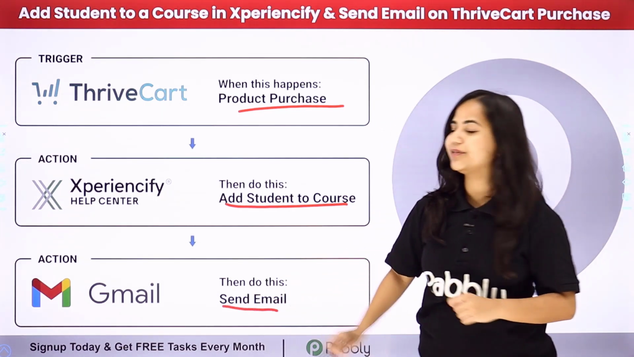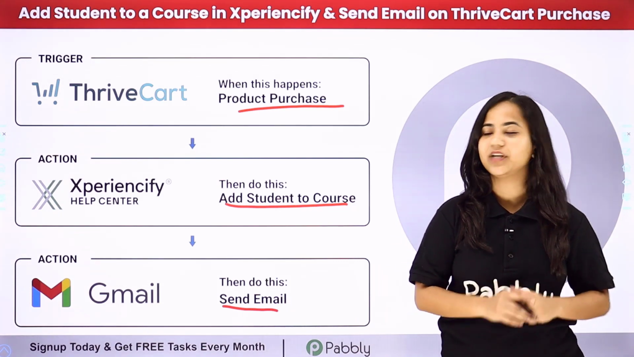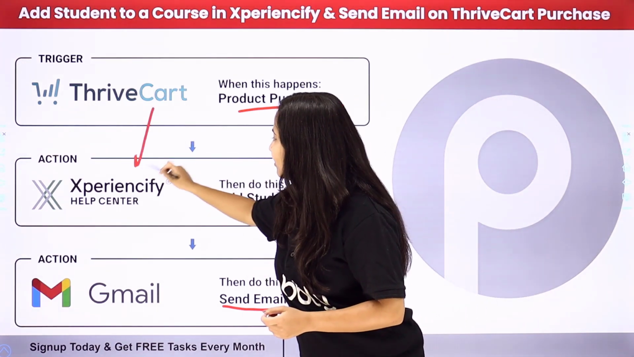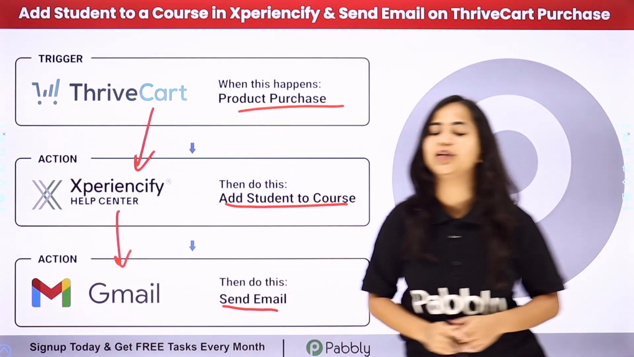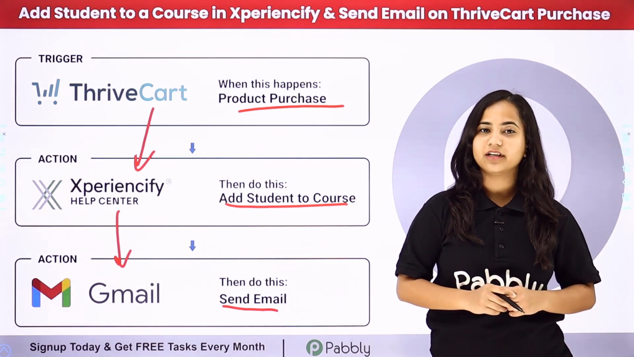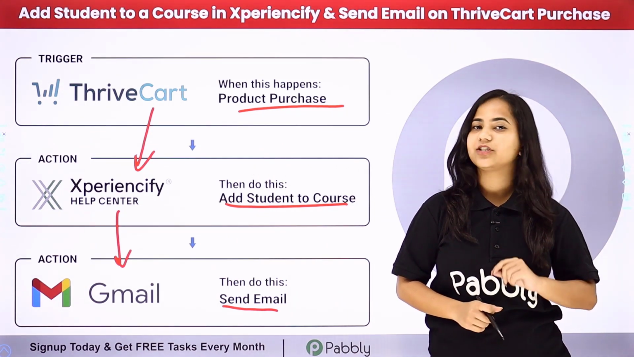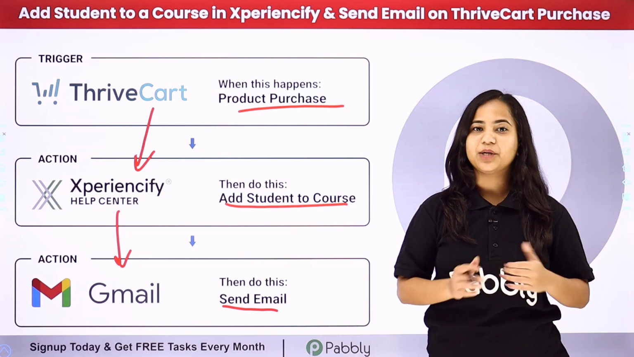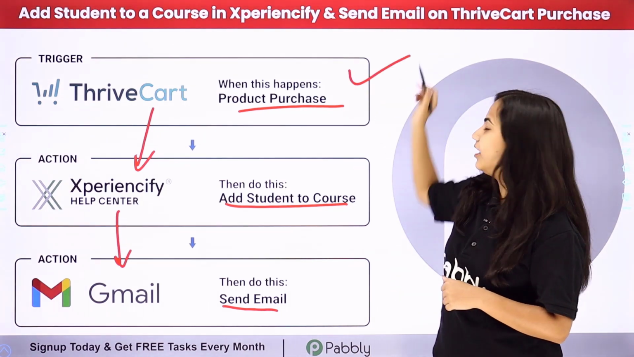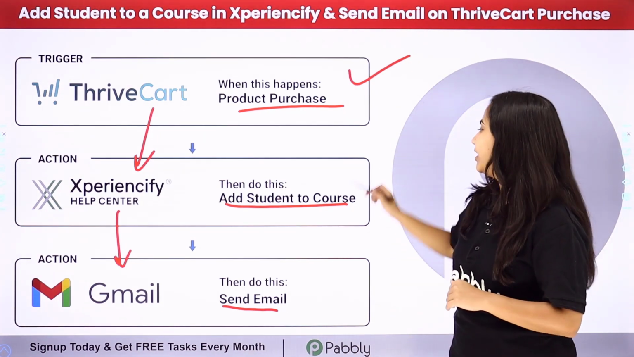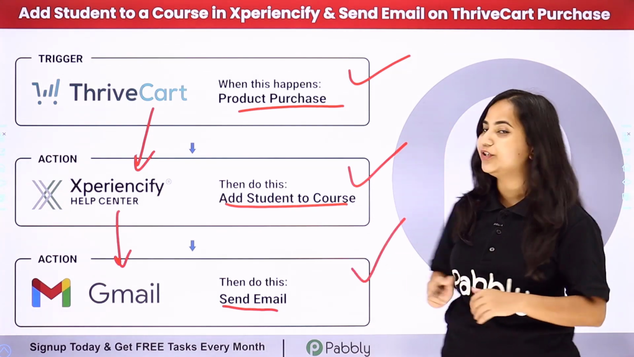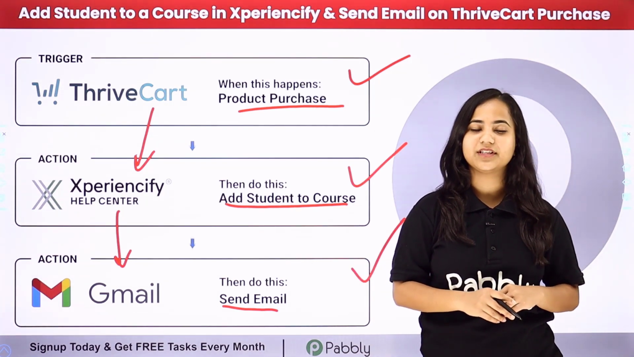And for that, I'm simply going to create a connection between ThriveCart, Xperiencify and Gmail with the help of Pabbly Connect. Pabbly Connect works on two principles. First is trigger and second is action. Here my trigger application is ThriveCart and my action applications are Xperiencify and Gmail. To learn how to do this, let me take you to my screen.